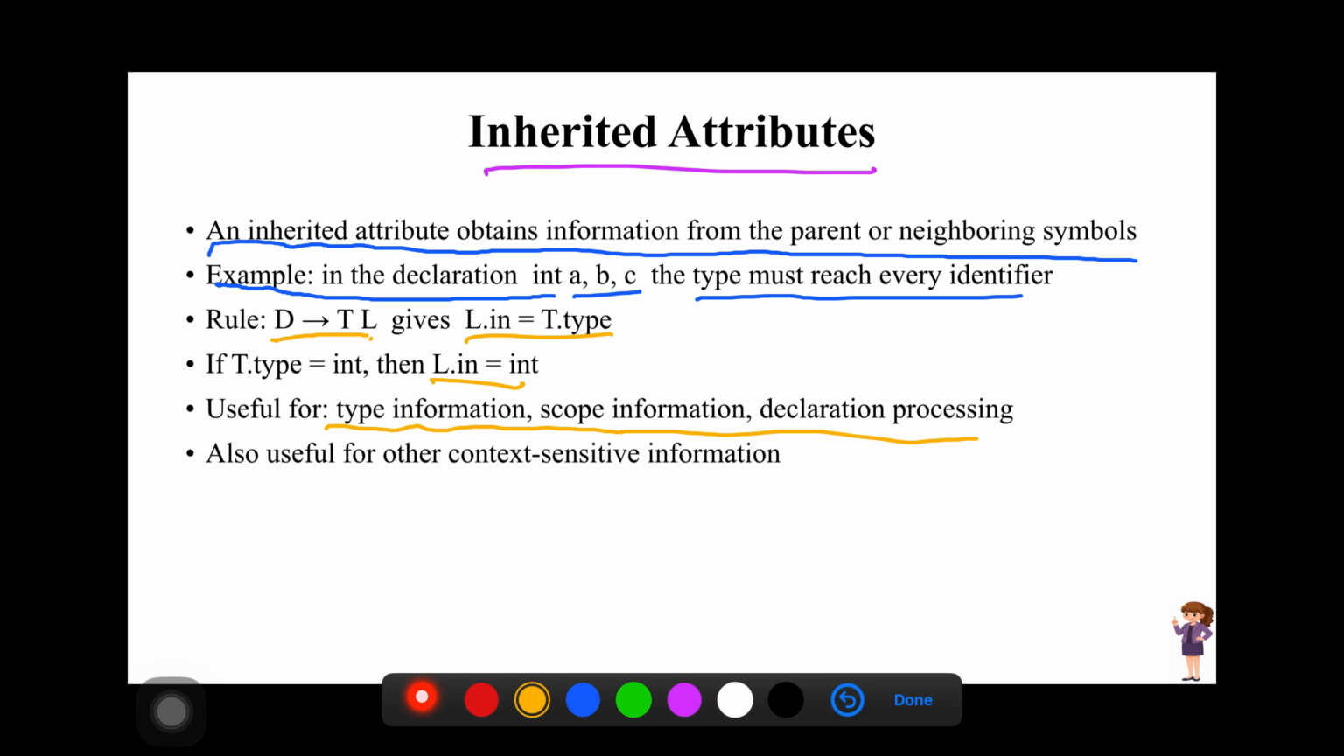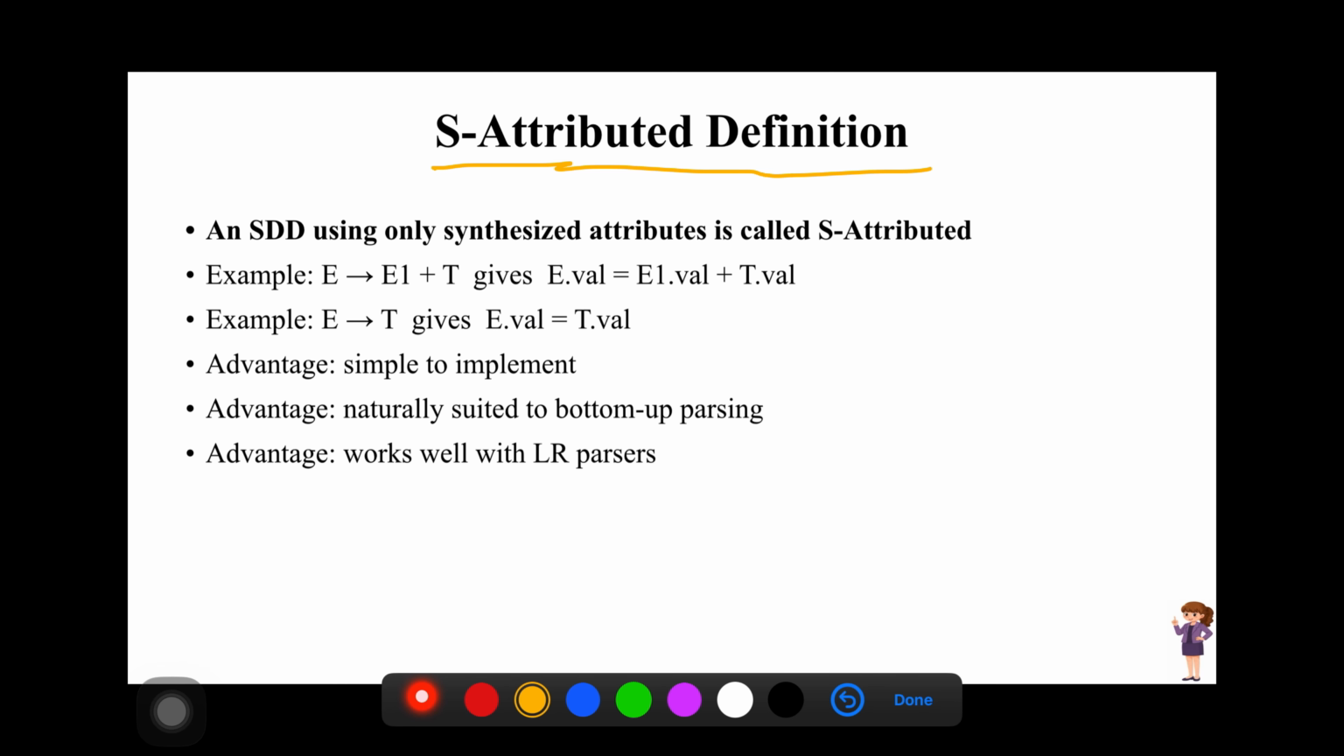Now we have another important concept called an S-attributed definition. An S-attributed definition is an SDD that uses only synthesized attributes. For example, E produces E1 plus T with E.val equals E1.val plus T.val. Here the value of E is calculated from its children. There are no inherited attributes.